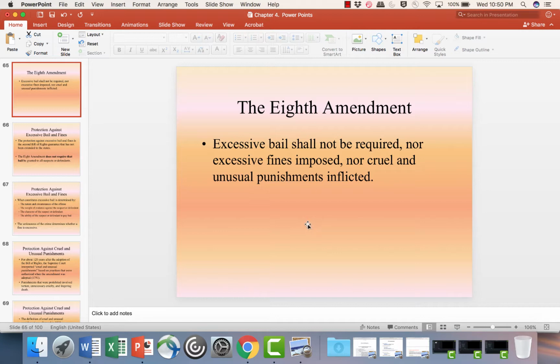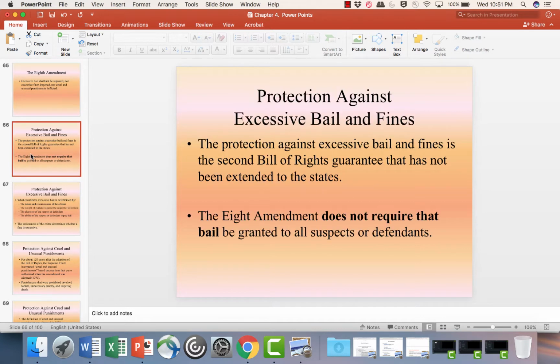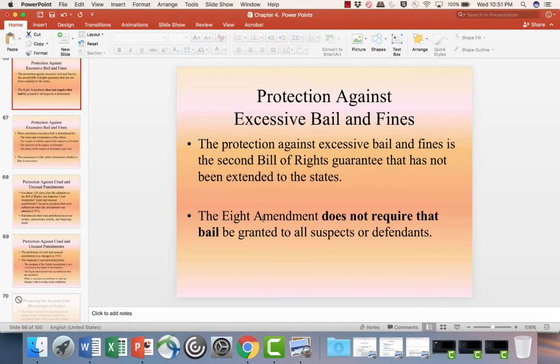The Eighth Amendment is excessive bail. The thing about excessive bail that is really important on this side is that the Eighth Amendment doesn't require that bail be granted. It's really important for me that you know that. It doesn't mean that you get bail. That's not a guarantee. What it does mean, though, is that it can't be excessive. So if you're given the opportunity for bail, it means that it can't be excessive. That's all that this means.